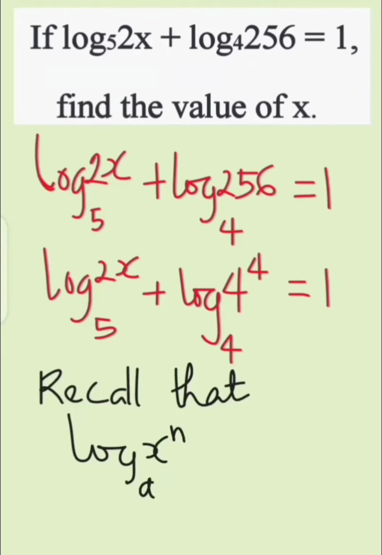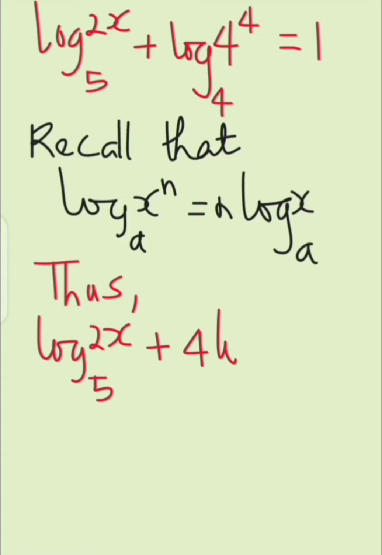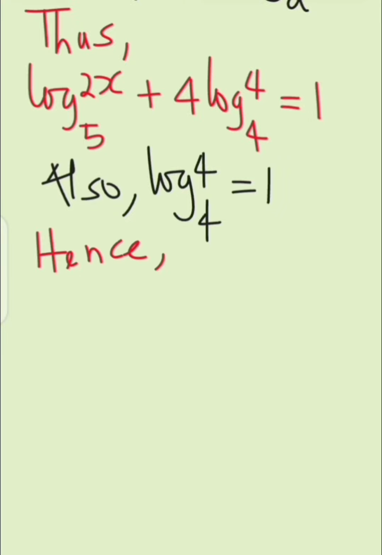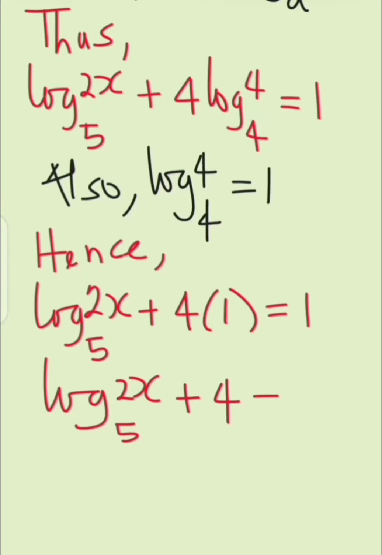x raised to power n to base a equals n log x to base a. So our equation becomes log 2x to base 5 plus 4 times log 4 to base 4, applying that law, equals 1. And similarly, the logarithm of a number to its own base is 1. So applying that also, our equation becomes log 2x to base 5 plus 4 times 1 equals 1. And that is log 2x to base 5 plus 4 equals 1.